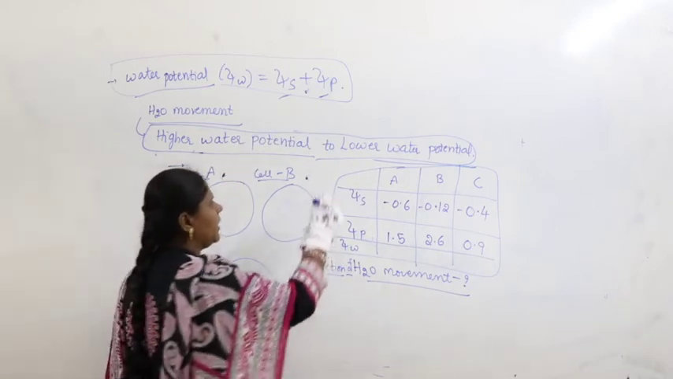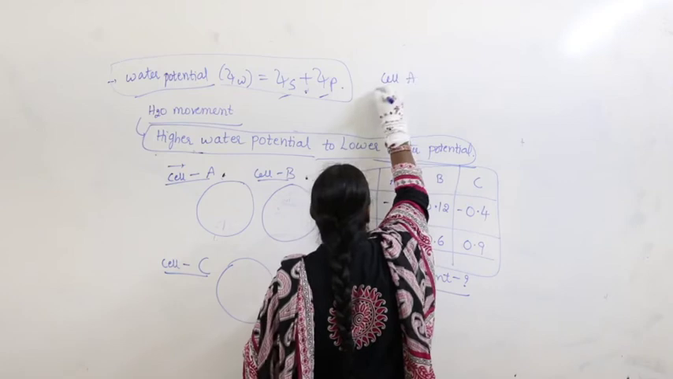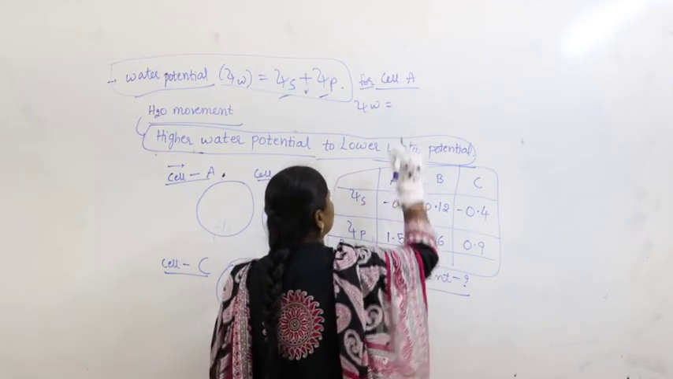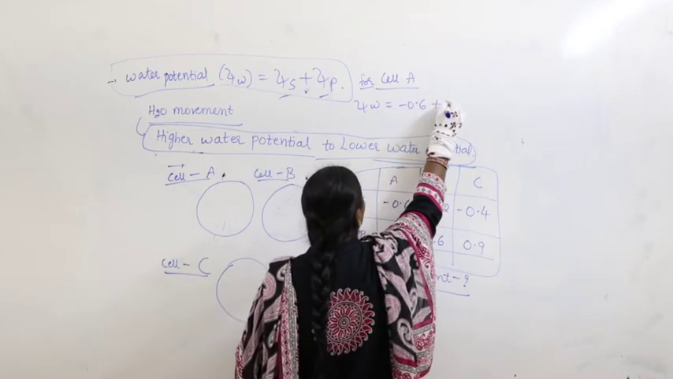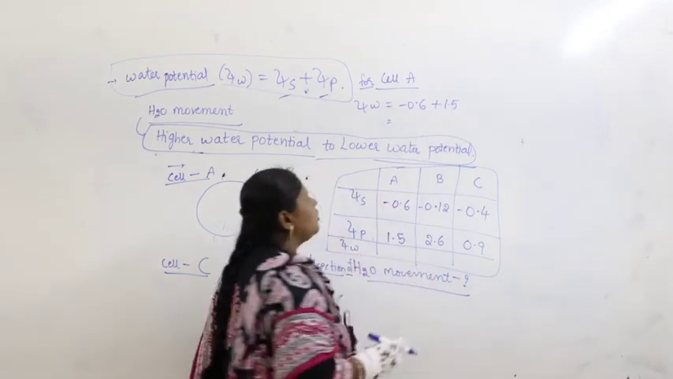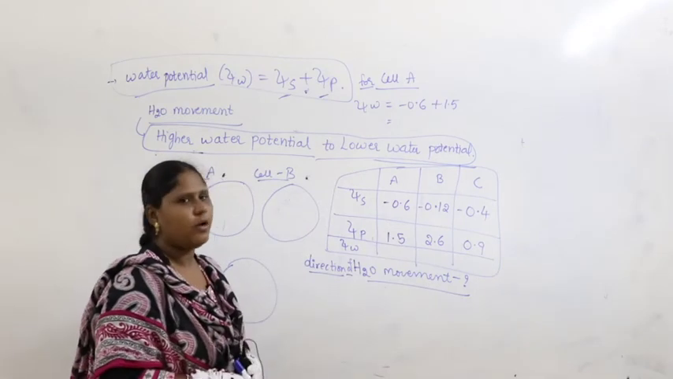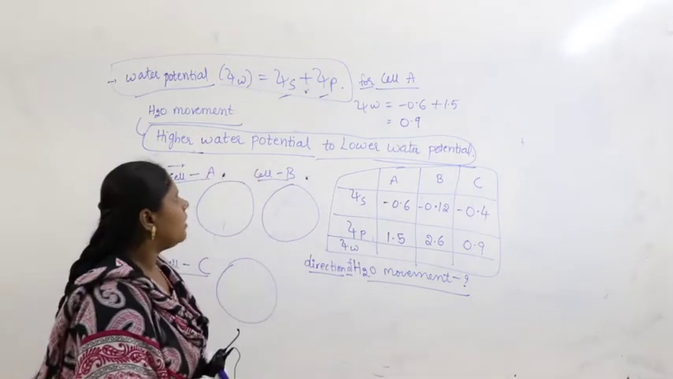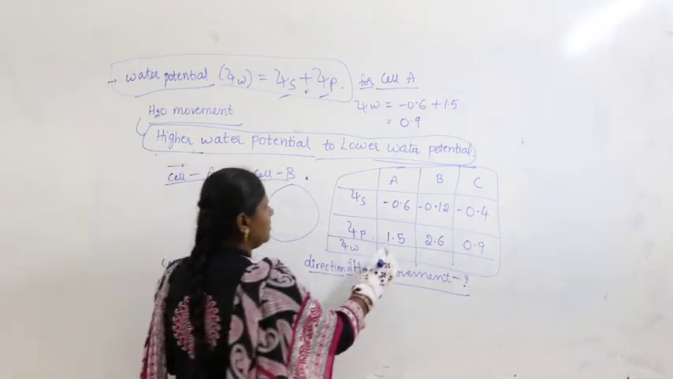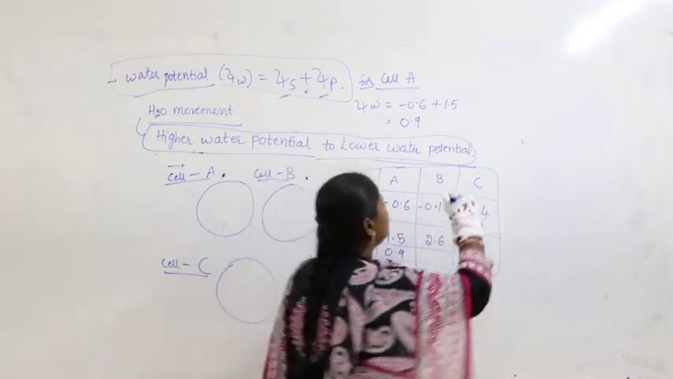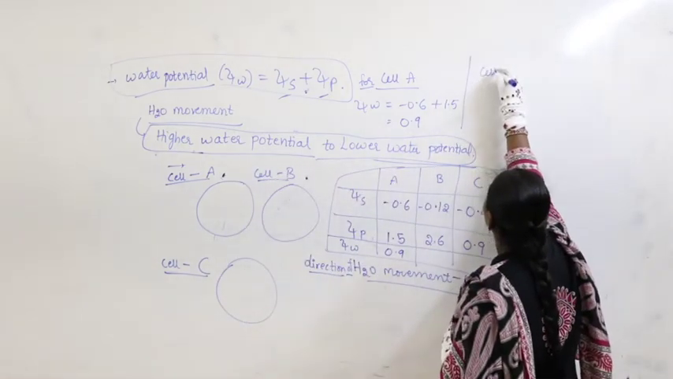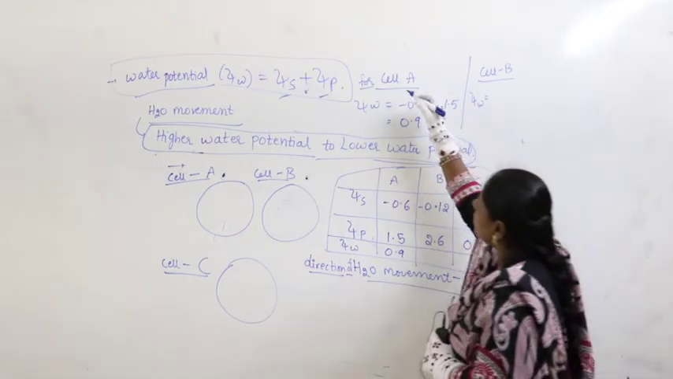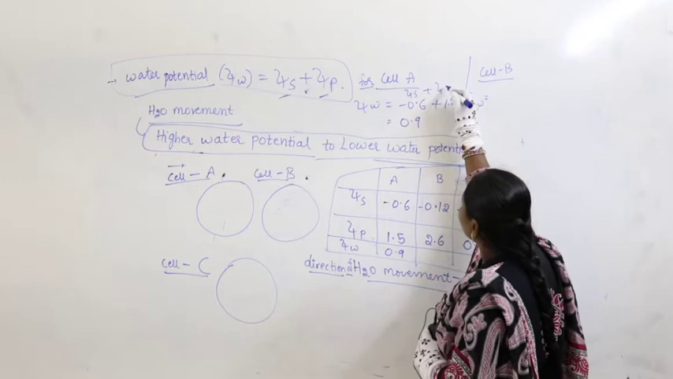So, tell me, for cell A, what is the water potential value? Solute potential is minus 0.6 plus 1.5. Then how much will you get here? Approximately 0.9. You will get 0.9 as a plus value. Similarly, you have to write here 0.9. Similarly for cell B, what is the water potential value? Solute potential, you know it, right? This is nothing but solute potential plus pressure potential.